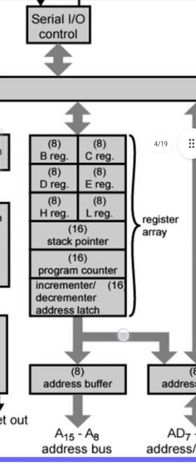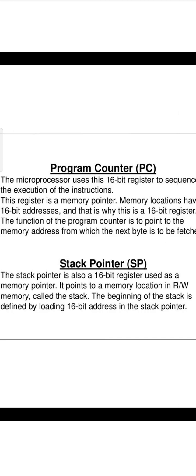Now, coming to the stack pointer. What is a stack pointer? It is a 16-bit register which is used as a memory pointer. So it points to the memory location in the read or write memory, which is called the stack.